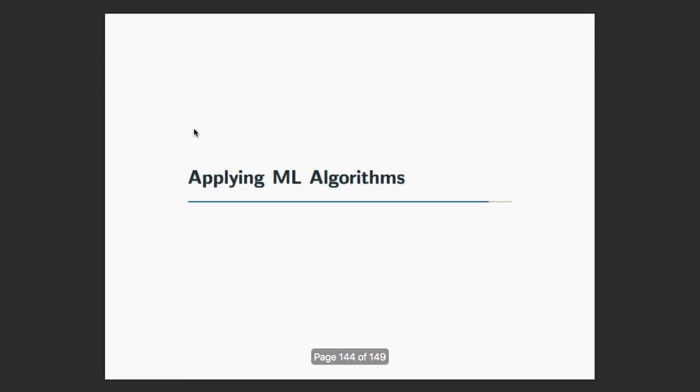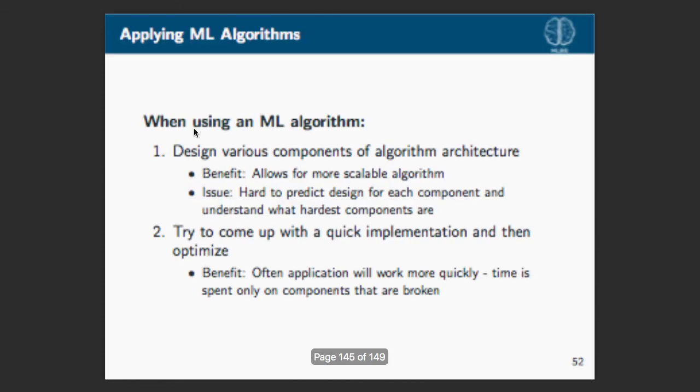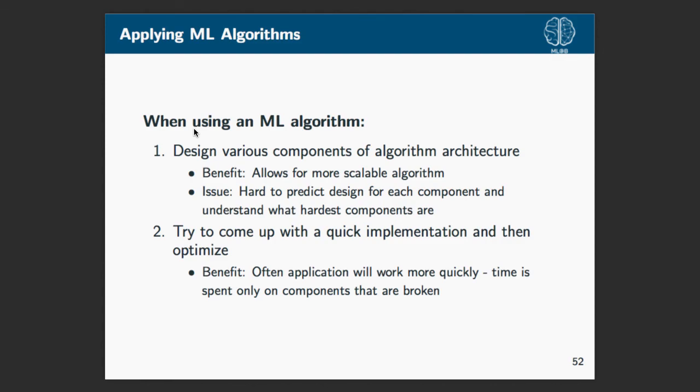Let's skip this. Okay, just a quick last thing in applying your ML algorithm. When using an ML algorithm, there are various components of your architecture. You should be able to put each into a little black box and design them as separate components. The benefit is that this allows for a more scalable algorithm, and you can fine-tune each box as you see fit without breaking the whole chain. The issue is that it's harder to predict the design for each component, and to understand what the components actually should be and how you should separate them.